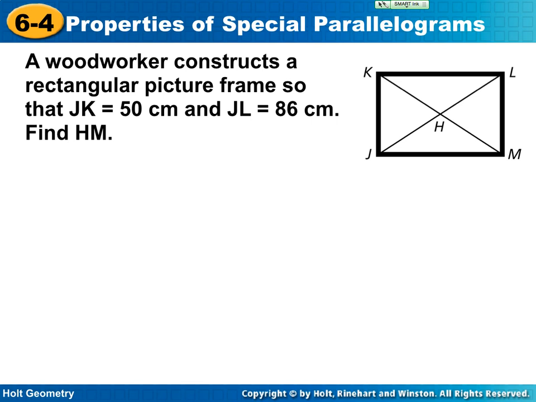Let's apply that theorem, or those theorems. Okay, woodworker constructs a rectangular picture frame, and it gives you a measurement of JK and JL. Find HM. As you go through this, pause so that you can work the problem, and then start me back up so that you can see what the result was and the reasoning.